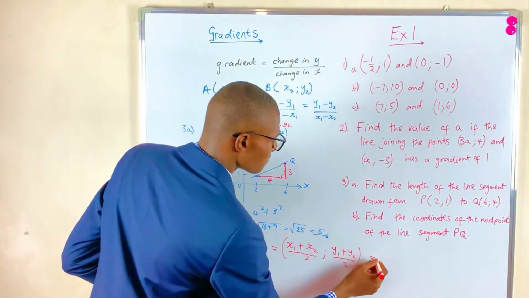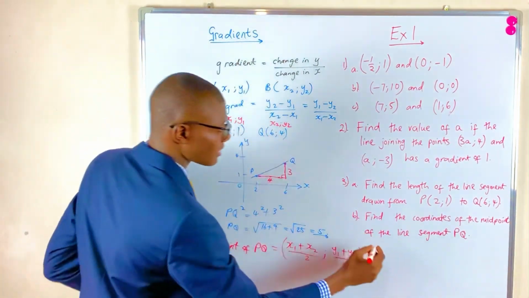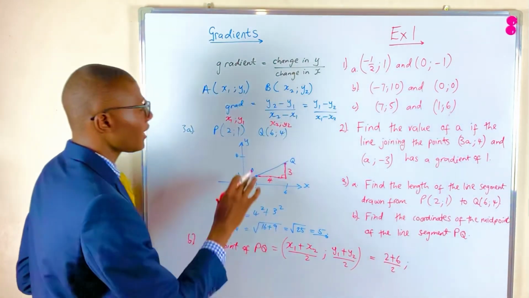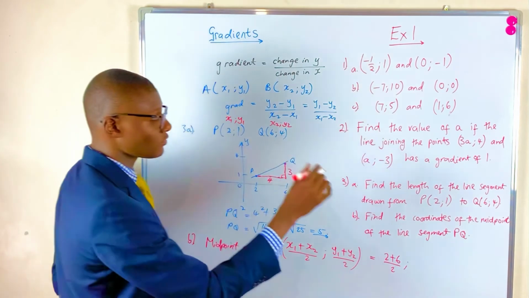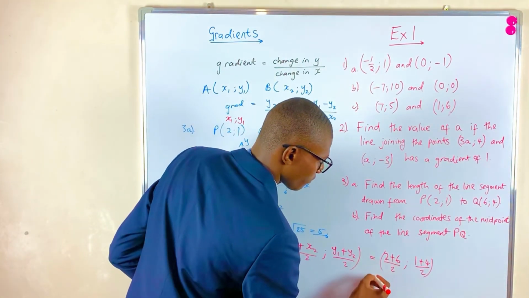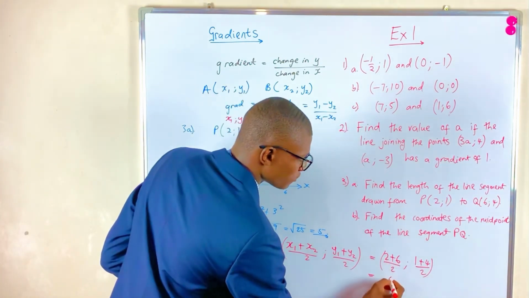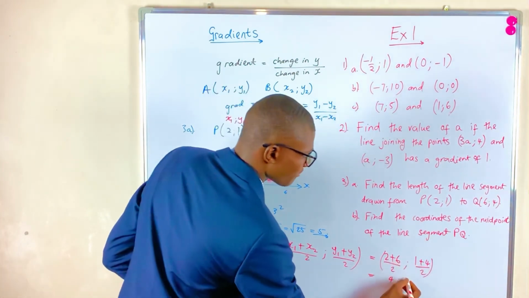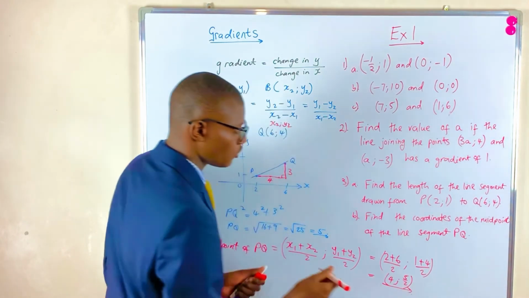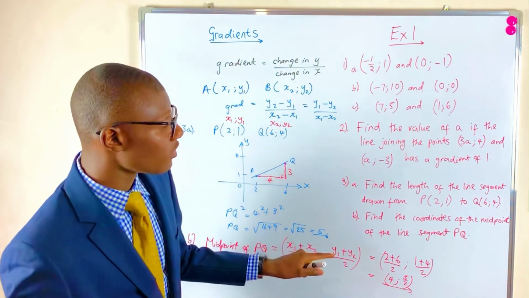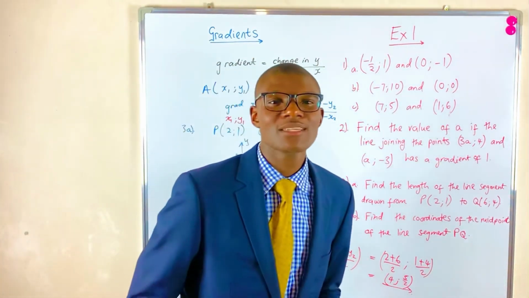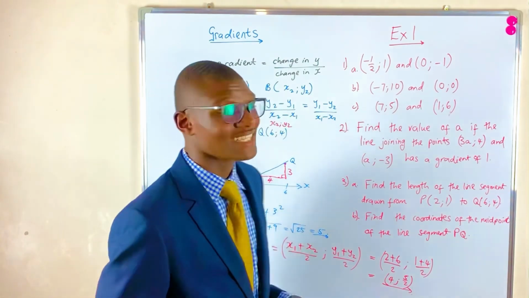So now just substituting, we're saying 2 plus 6 for the x coordinates divided by 2, and then for the y coordinate, that's 1 plus 4 divided by 2. So here we get 8 divided by 2, that's 4, and then 5 divided by 2, that's 5 over 2. So (4, 5/2) is the midpoint of the line segment PQ. Okay, so this was simply on how we would calculate the gradient of a straight line.